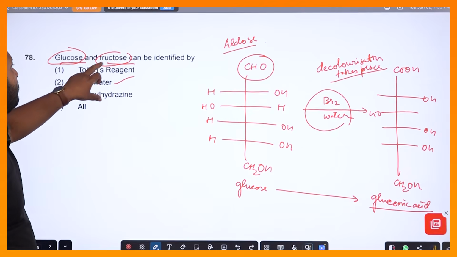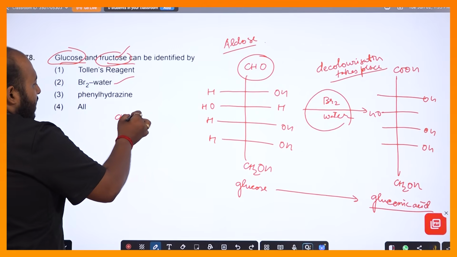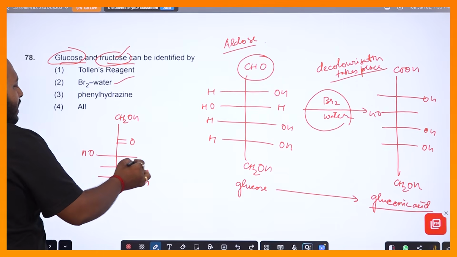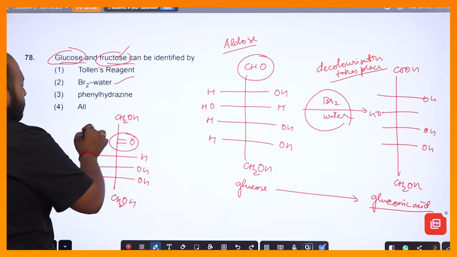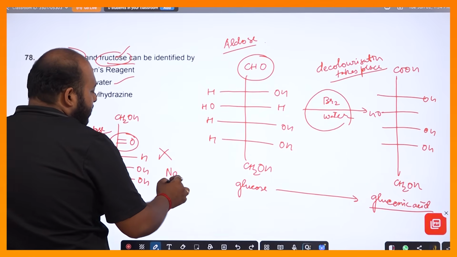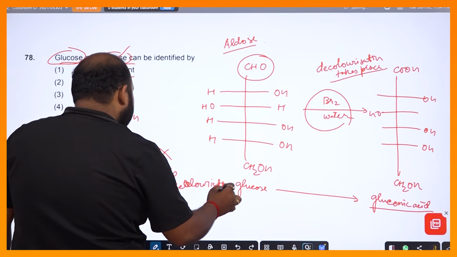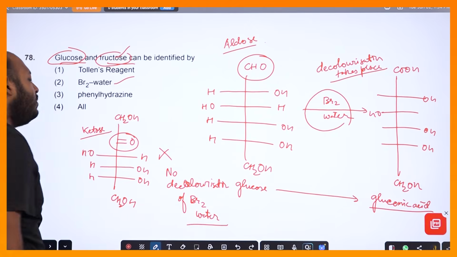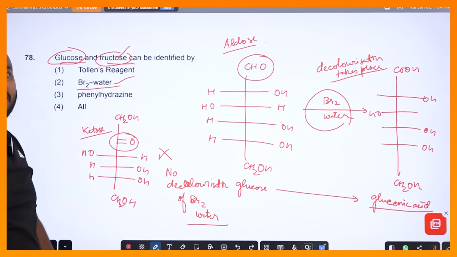But if we check the structure for fructose, it does not have an aldehyde group, rather it has a ketone. So bromine water is unable to show any kind of oxidation to these ketose or ketonic group. So there is no decolorization of bromine water. So you can easily distinguish between these two. Remember this part.